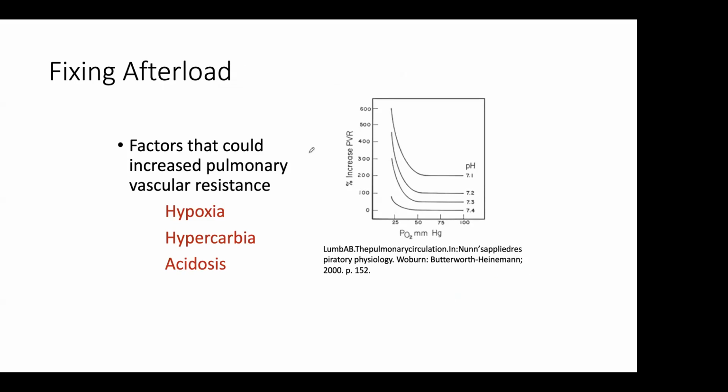So now that we talked about the preload or the tank, then we can move on and talk about afterload. So how do we fix afterload? Really, the most important thing is to pay attention to your underlying hypoxia, hypercarbia, and acidosis, because these three factors can certainly affect your pulmonary vascular resistance. And this figure right here is to illustrate that as you go from pH of 7.4 to 7.1, look at how fast that PVR is increasing.